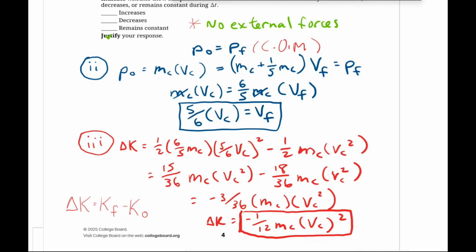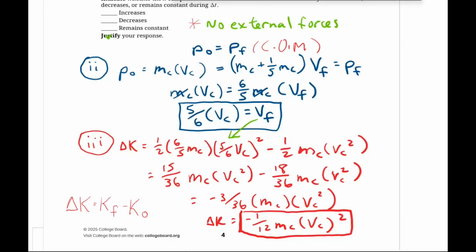The mass of the block and cart together is 6/5 MC, and we just got the Vf, so we slid that right in there, and then we're going to square it. So that whole thing becomes squared. So remember, the 5/6 gets squared and the VC gets squared as well. And then we're going to subtract the initial kinetic energy. That's just regular 1/2 MC VC squared.